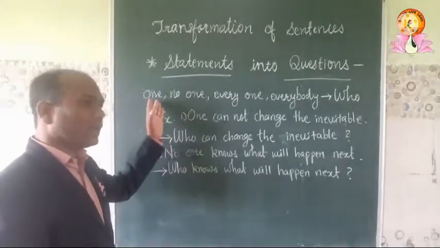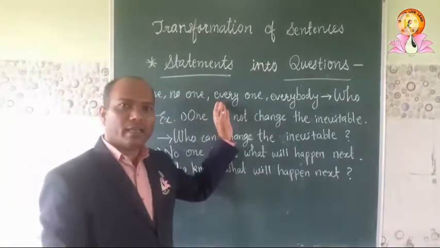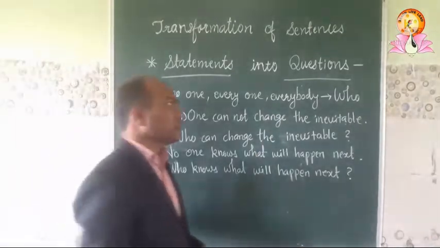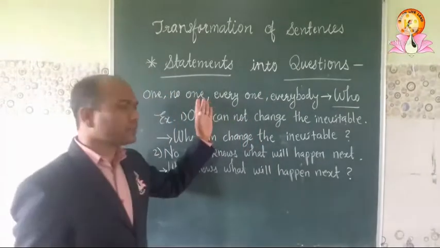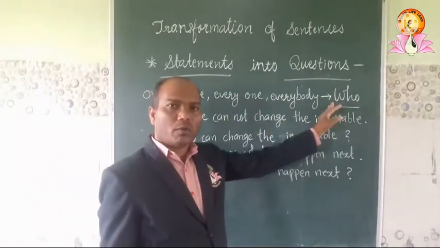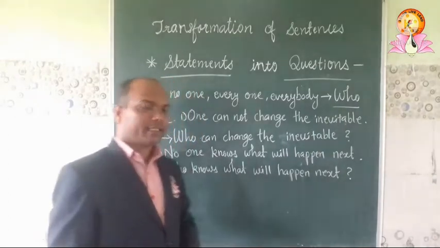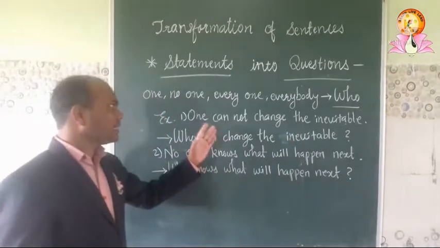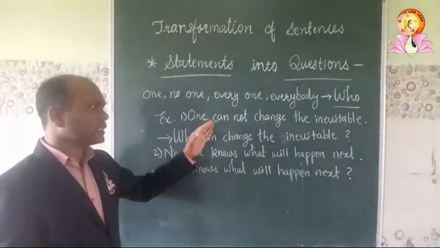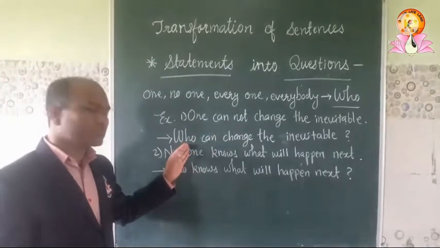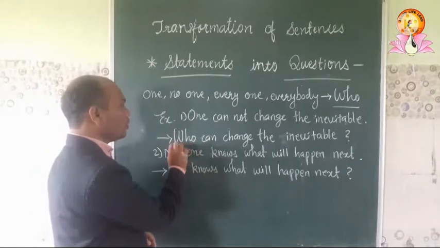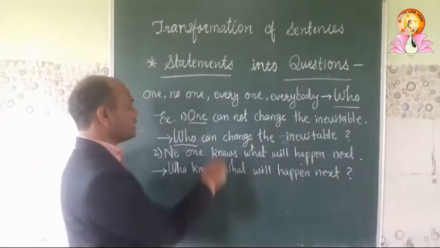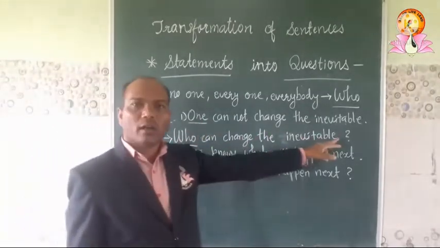Instead of one, no one, everybody, or other such words, we can use who. Here, instead of such words, we can use who for making a WH question. Examples: one cannot change the inevitable. This is a negative statement. Let's change it into a question. Here, a WH question begins with the WH word. Who can change the inevitable, instead of one? Here, who is used. It ends with the question mark.